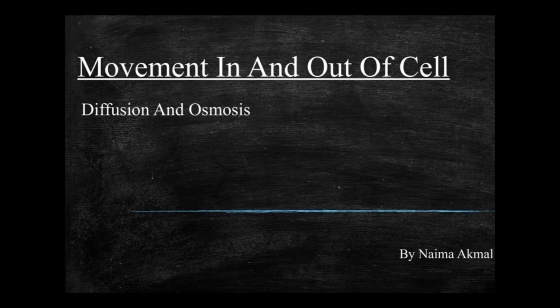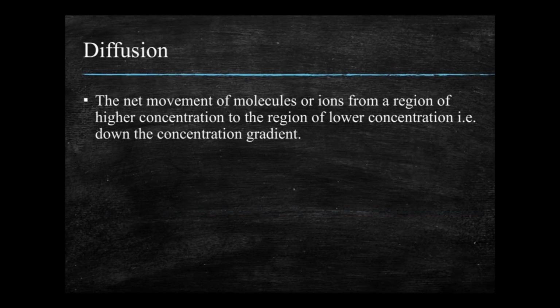We are going to discuss movement in and out of the cells. Now, how does movement in and out of the cells take place? There are two processes that are involved. Number one is diffusion. What is diffusion?